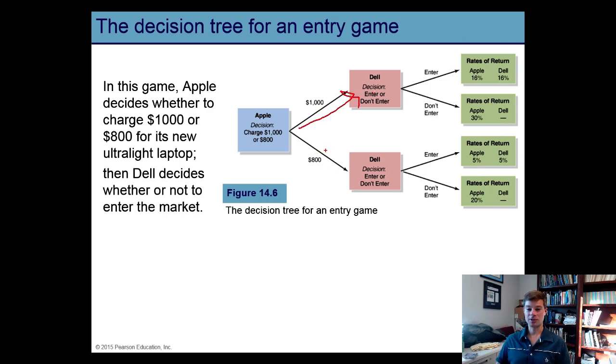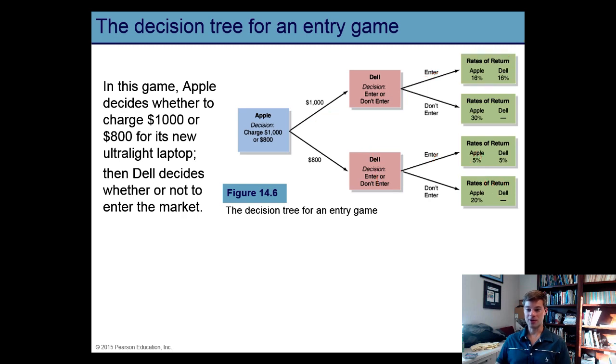That prevents anything in the second branch from occurring, and then Dell will learn that they're at the first node. Dell will move second, and this will be to enter. And if Dell enters the industry, then Apple's rate of return will be 16%, and Dell's rate of return will be 6%.